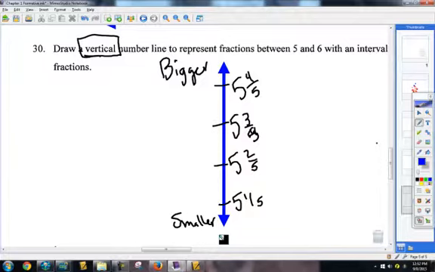The other thing that people were making mistakes on is putting 5 and 1/5 at the top. That's why I'd like you to write this now. Bigger numbers go to the top, smaller numbers to the bottom. That's the biggest mistake that students make when doing a vertical number line.